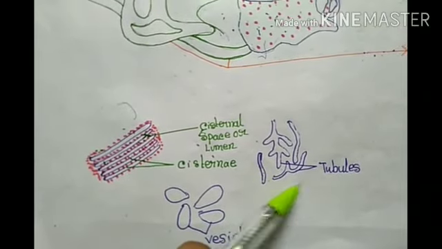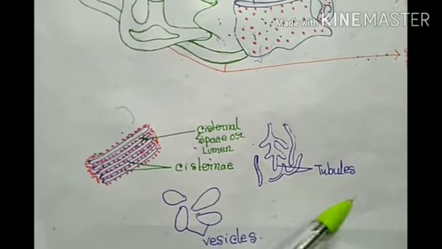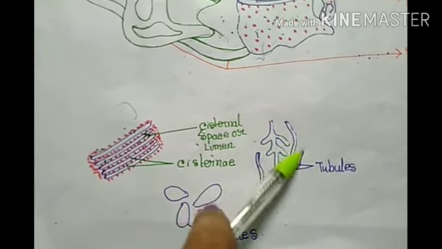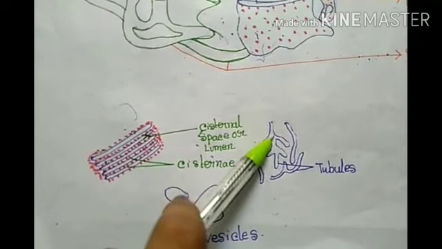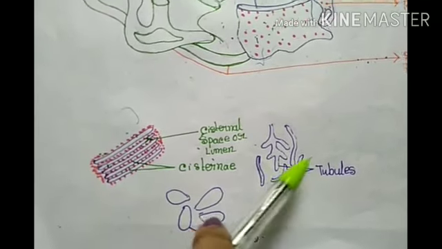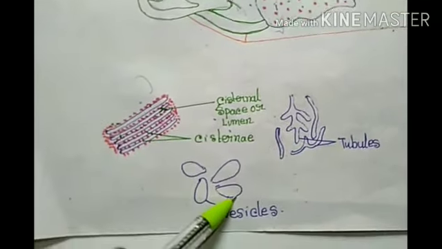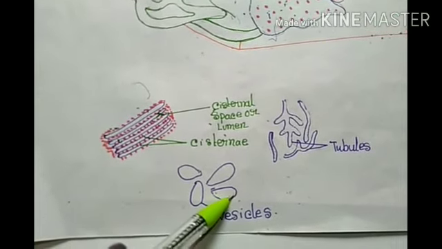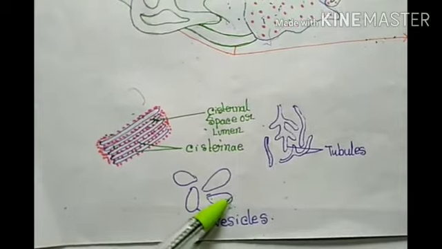These are irregular branching elements which form a network along with the other elements. Here no ribosomes are present, so the walls of these tubules are smooth. The third structure is vesicles. These are oval, rounded, vacuole-like elements. Here also no ribosomes are present.